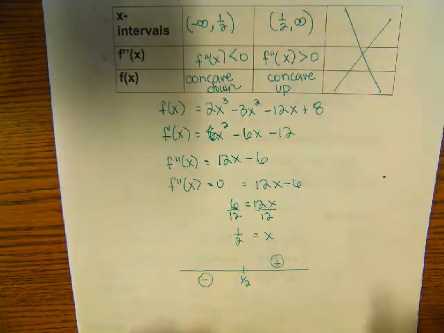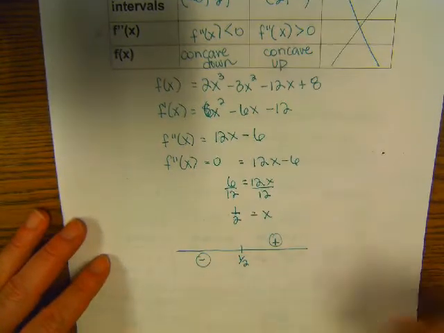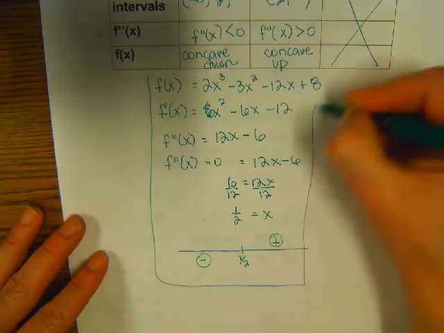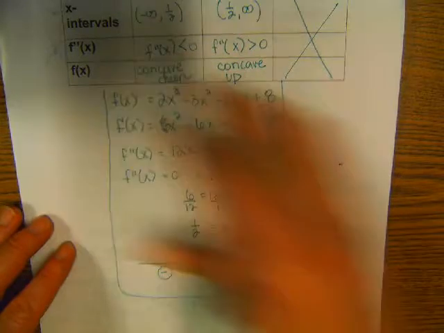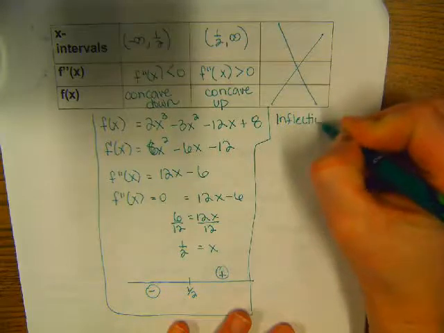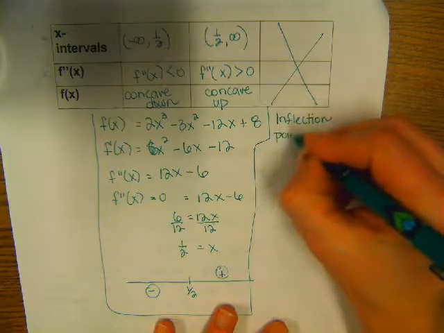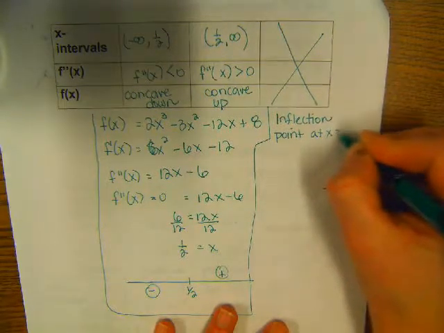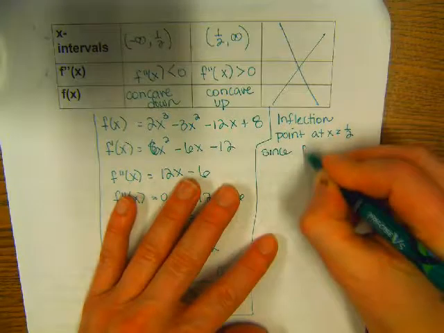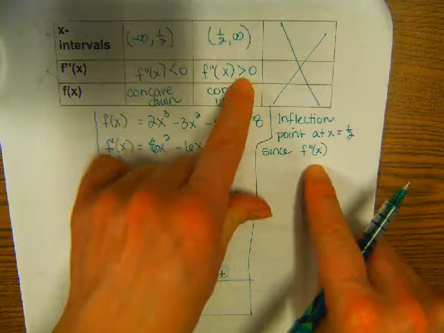So is there a point where the concavity switches? There is. So I'm going to write this, and then tomorrow we're going to talk about how I'm going to use this with extrema. Let's call this point an inflection point. An inflection point is where the concavity of a function changes, and there is an inflection point at x equals 1/2. And the reason why I know that is that f double prime of x, the second derivative, switches from negative to positive there.